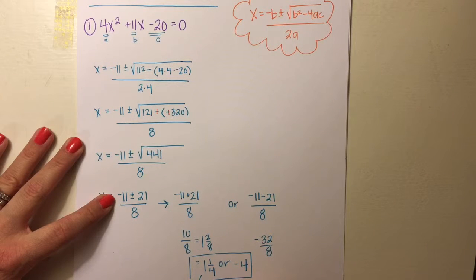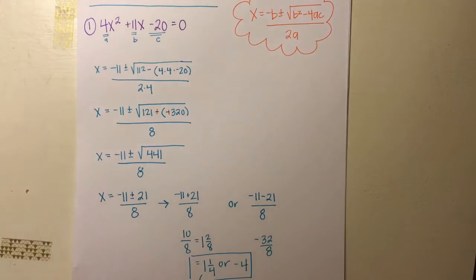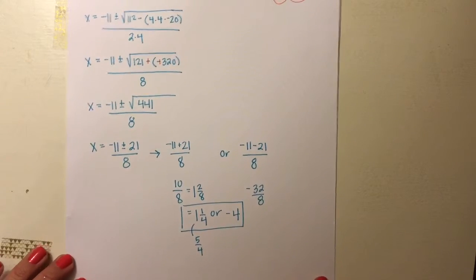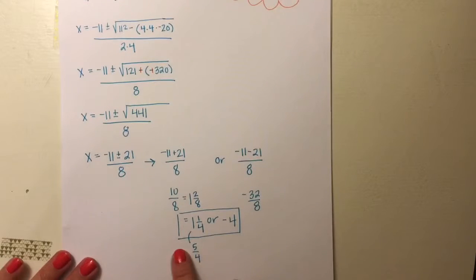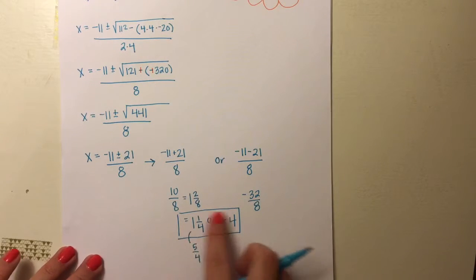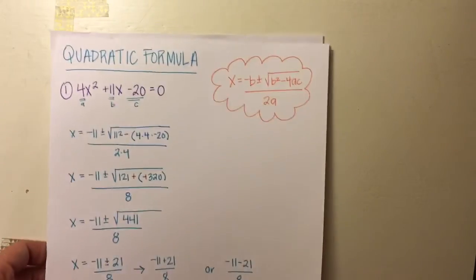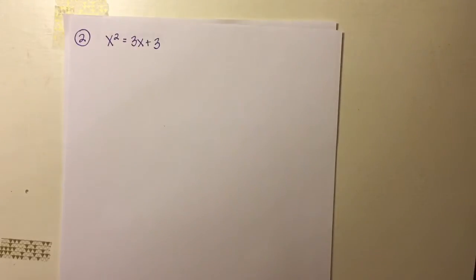If you had left this as 5 over 4, I would be fine with that. So 5 over 4 or negative 4. Okay, so that's the first one. We ended up with two cleaner, not whole number, but integer answers. So let's do a second example.